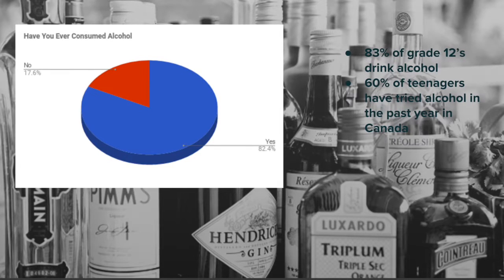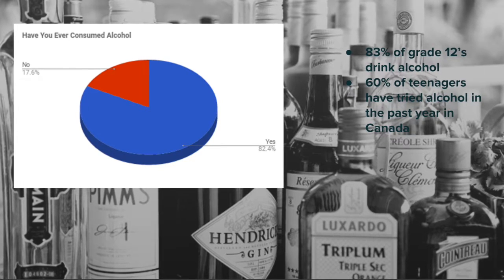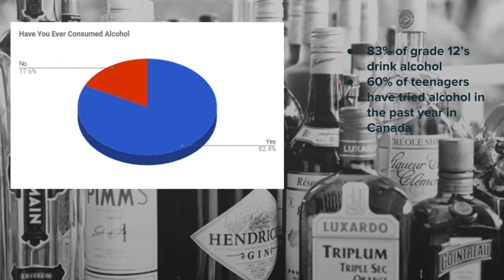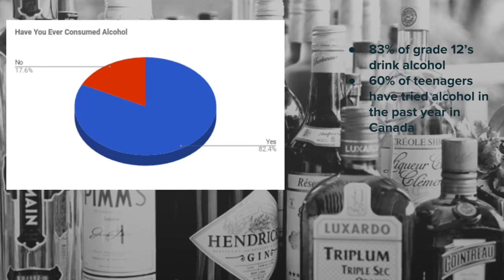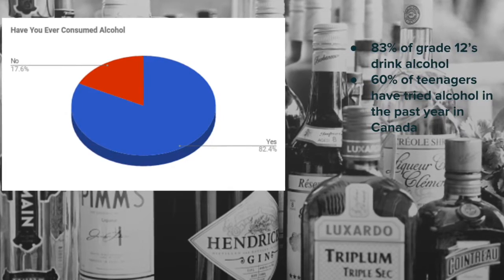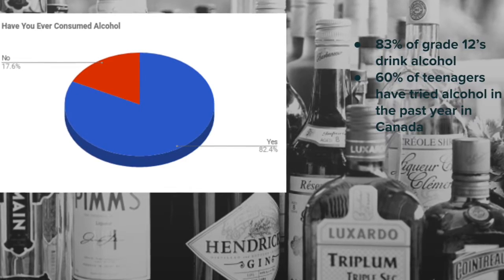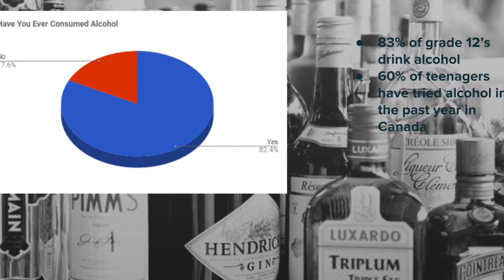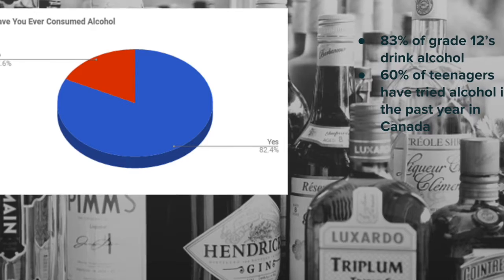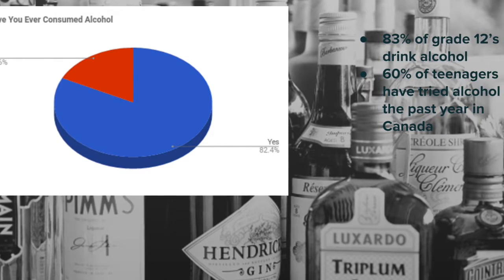Of the students surveyed, a large majority have tried alcohol, with a staggering percentage of 82.4%, while 17.6% have never tried alcohol before. According to an American study, 83% of grade 12s drink alcohol, and 60% of teenagers have had at least one drink.